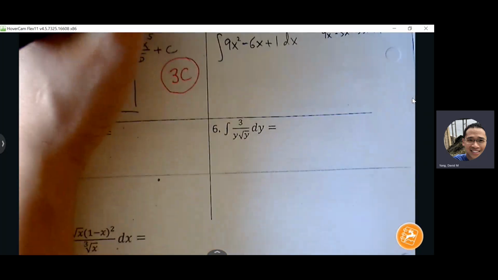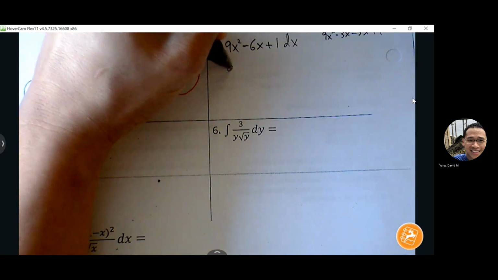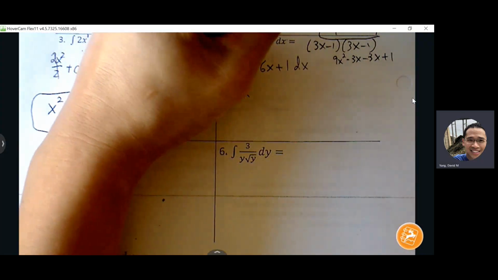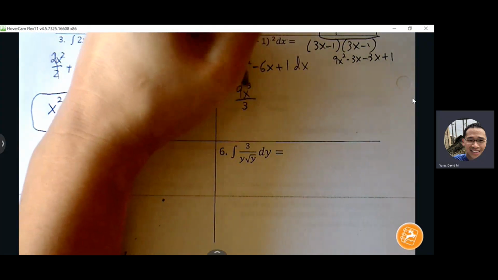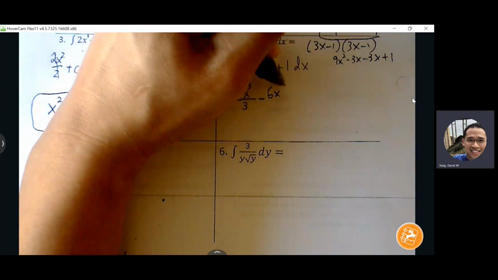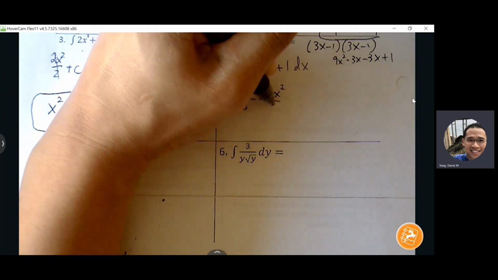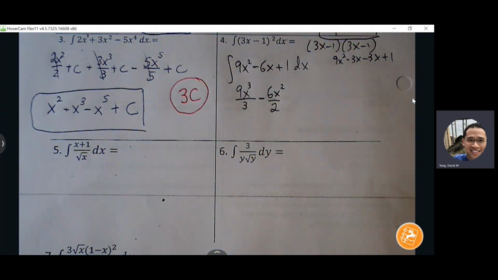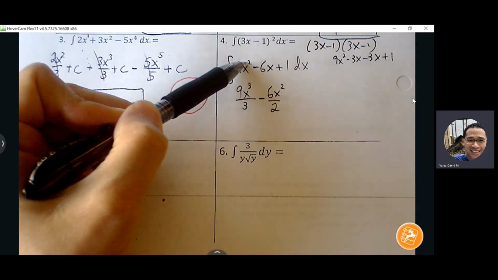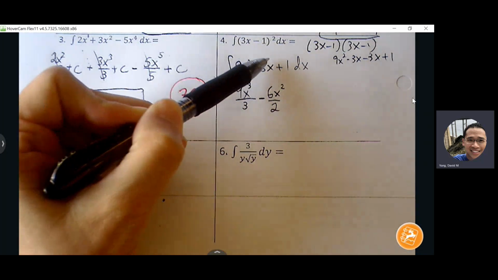Okay, so 9x squared becomes what? 9x to the third over 3. Yep, these numbers will always match. Minus 6x squared over 2. Now, when we take our antiderivative, what's happening to every degree that we start with? It's increasing by what? By 1, okay?